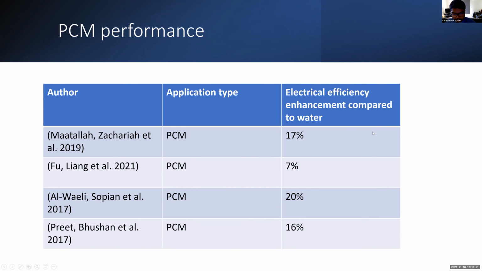So the PCM performance shows that an efficiency enhancement of about 10 to 15% on an average can be seen from the researchers. So these researchers, Matalla, Fu, and Alwali and Preet, have applied phase change materials and found that the panel outputs 17% more electrical power when compared to a panel without a phase change material application.